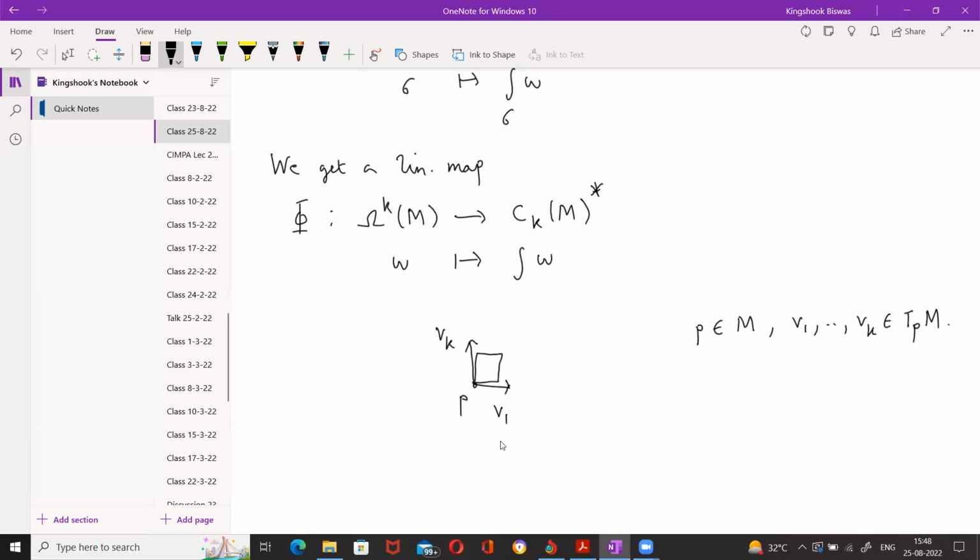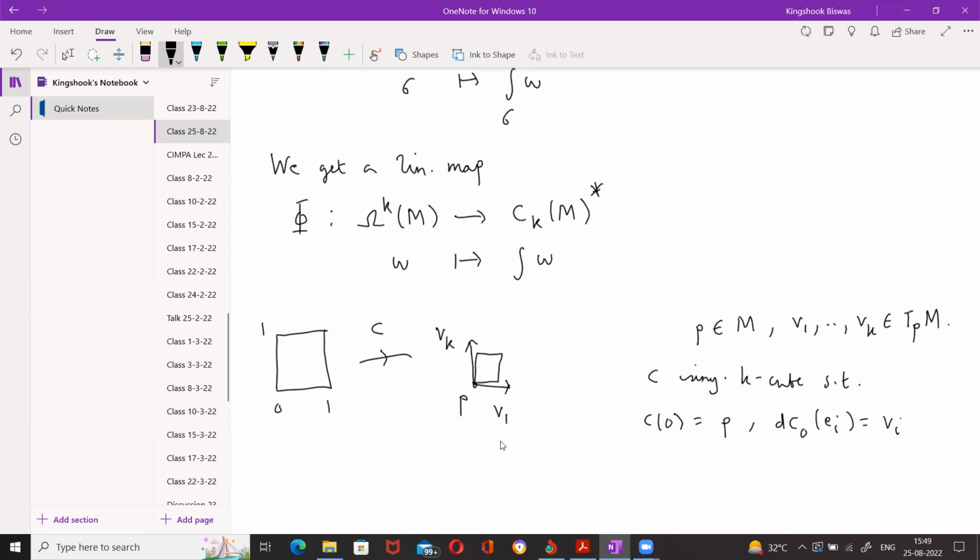So what we're going to do is the following. You take any singular k-cube c such that c(0) equals p and the derivative of c at the origin maps e_i to v_i, for i equals 1 to k. Now c could be some big cube like this.